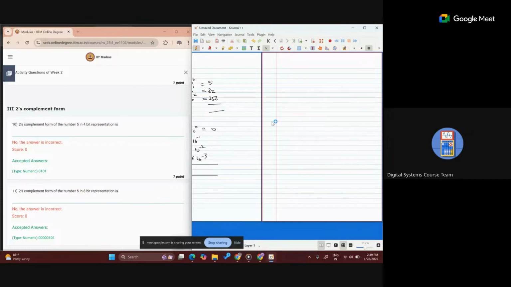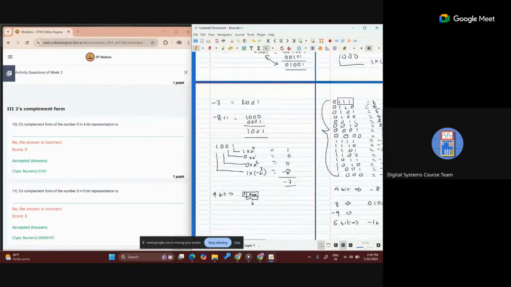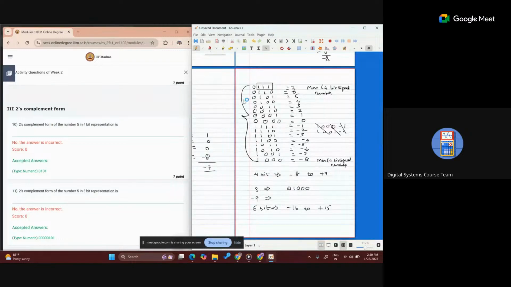What is the 2's complement format of the number 5 in 4-bit? Since it is a 4-bit number and this is a positive number, substitute with the 0, the remaining is as usual. And one point I want to emphasize, I think I can go to the previous pages. So I think I can copy this particular part.